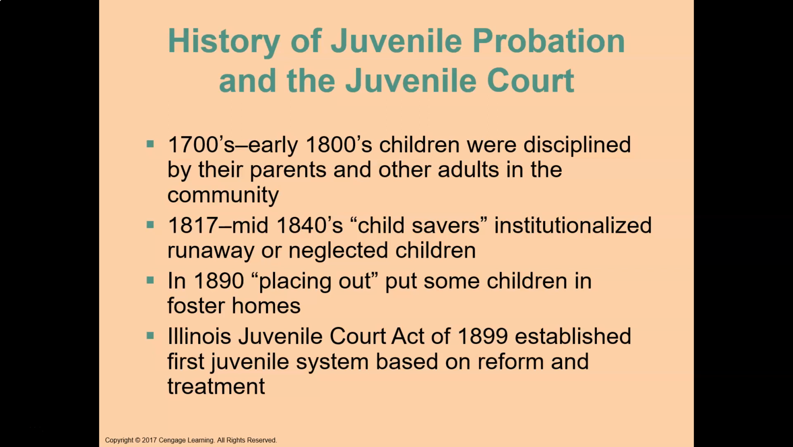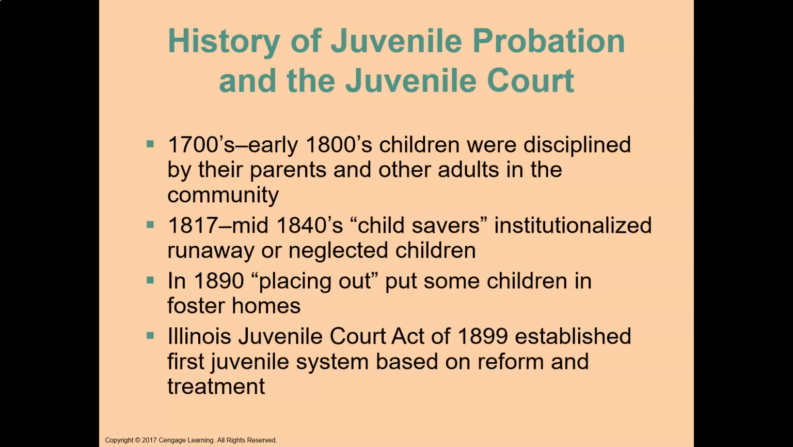They ended up placing them in a foster home type of situation, or even an orphanage type of situation, which in their minds at the time was a good idea. You can imagine the abuses that took place in those types of facilities as well. But the Juvenile Court Act of 1899 was the first time an actual, real juvenile court was established in the United States.